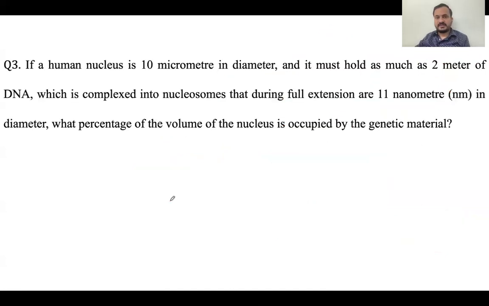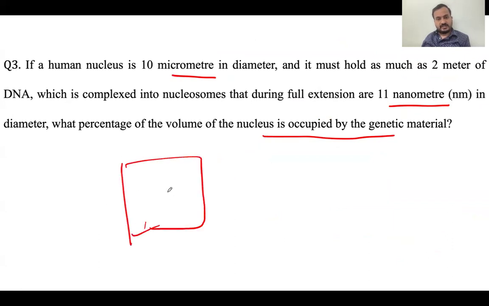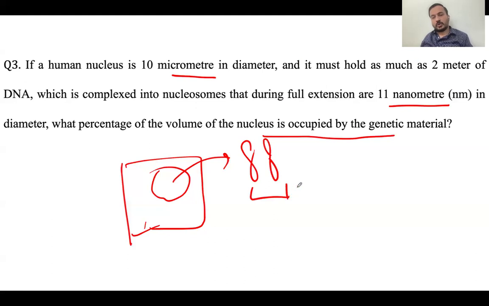If a human nucleus is 10 micrometer in diameter, and it must hold as much as 2 meter of DNA, which is complexed into nucleosomes that during full extension are 11 nanometer in diameter, what percentage of the volume of the nucleus is occupied by the genetic material? We all know inside the cell, we have the nucleus, and within the nucleus, we have 46 chromosomes, 22 pairs of autosomes, and one pair of sex chromosomes, XX in females, XY in males.